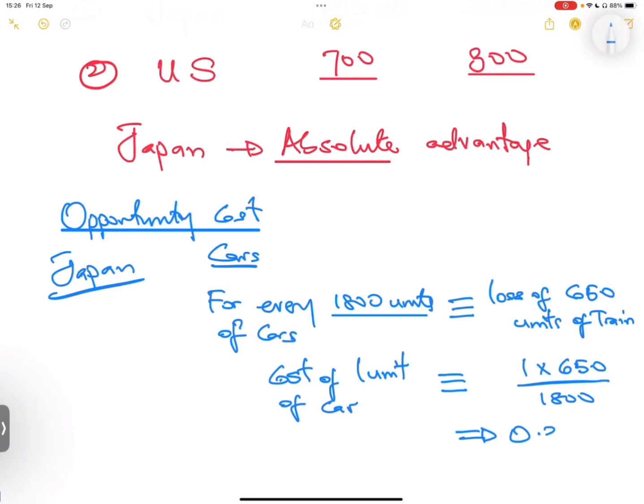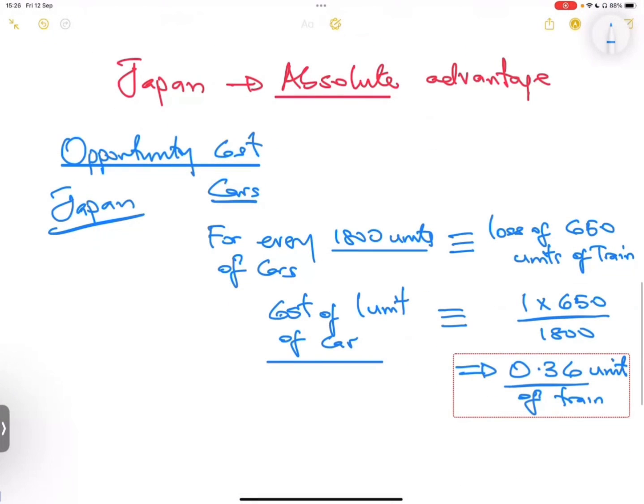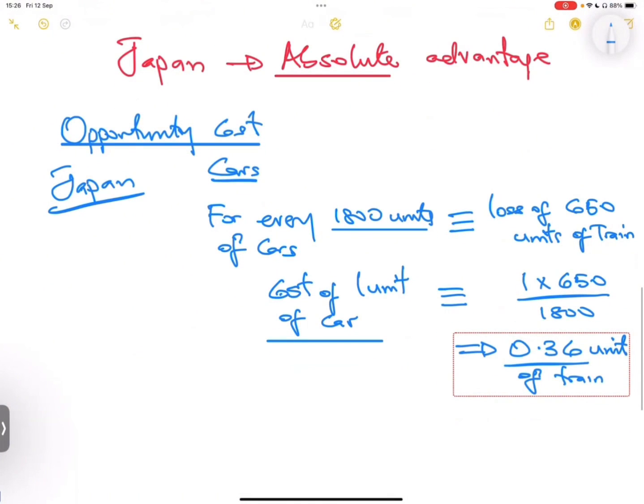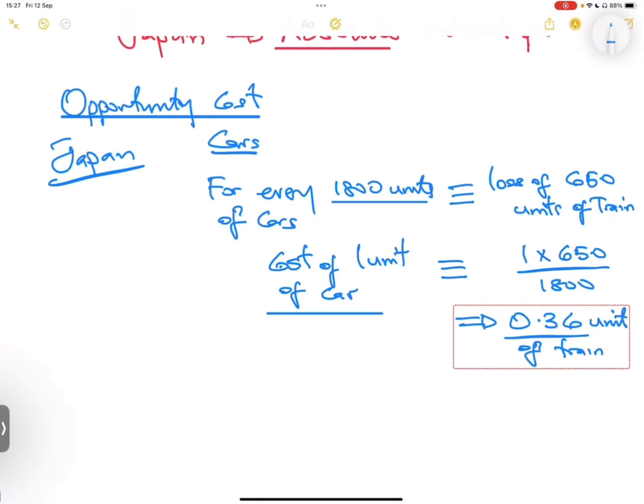0.36. So which means for every 1 unit of car that Japan is producing, it's going to lose 0.36 unit of train. Remember where we're going. We're trying to find out where there is comparative advantage. So if Japan wants to focus on production of cars, the extra cost to him is 0.36 unit of train.